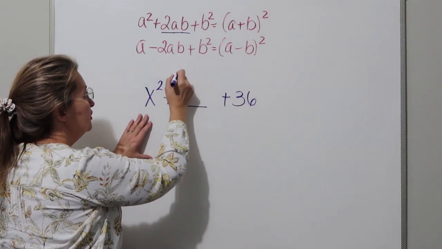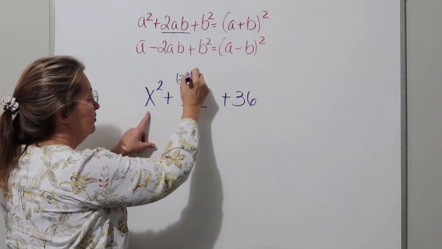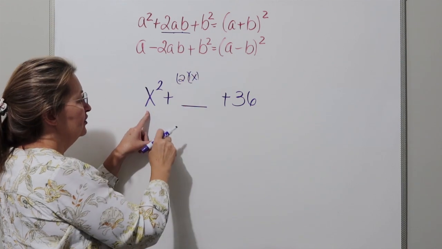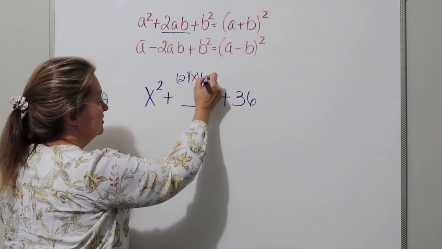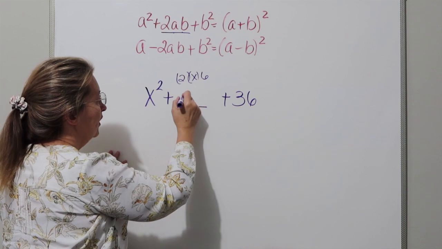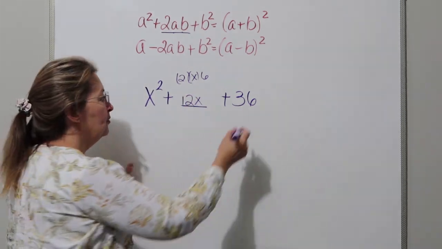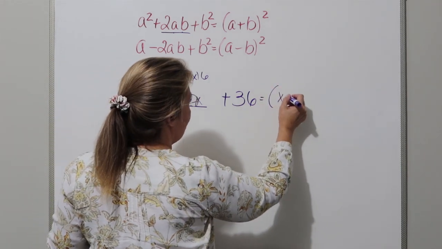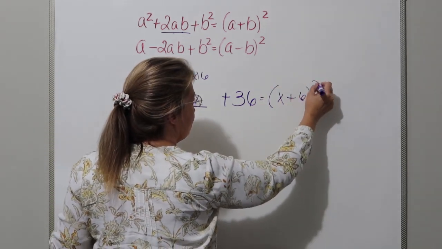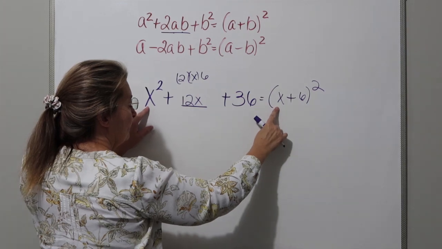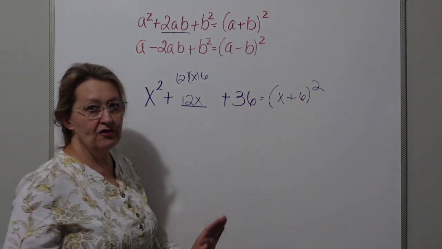I would just multiply 2 times. The square root of this term is just x because there's no coefficient. The square root of this term is 6. 2 times 6 is 12x. This is now a perfect square trinomial, and I could factor it as x plus 6 squared. Square root of the first, square root of the last, all squared.